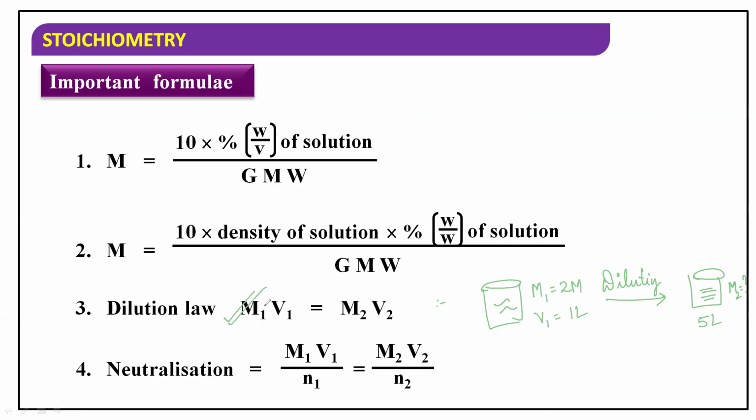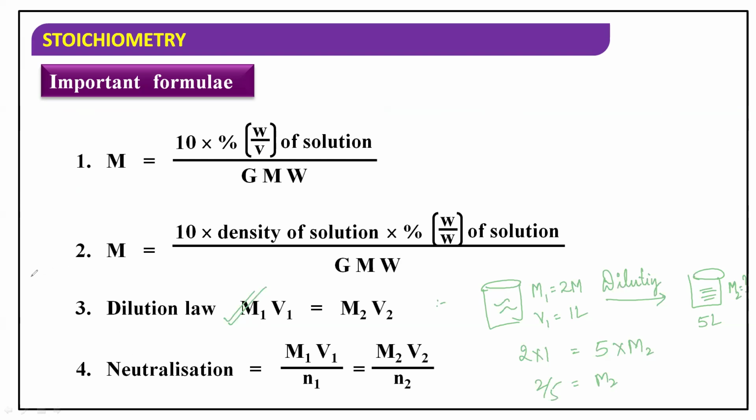So what formula will you use? You will use M1V1 is equal to M2V2. So that is 2 into 1 is equal to 5 into M2. So M2 will be 2 by 5. This will be your answer. Okay, this is the formula of dilution.